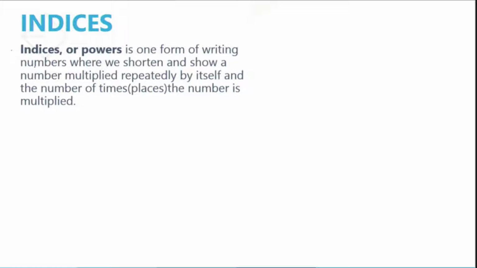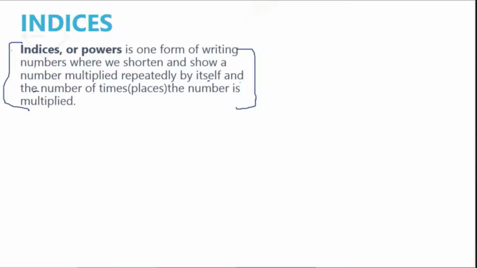First things first, let's look at the definition of indices. It's right there on your screen. You can look at it along with me. Indices or powers is one form of writing numbers. Now, there are many forms of writing numbers, okay? Indices or powers, the use of powers, is another form of rewriting numbers, where we shorten and show a number multiplied repeatedly by itself, and the number of times or places the number is multiplied.